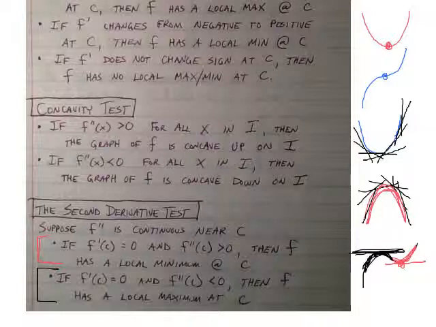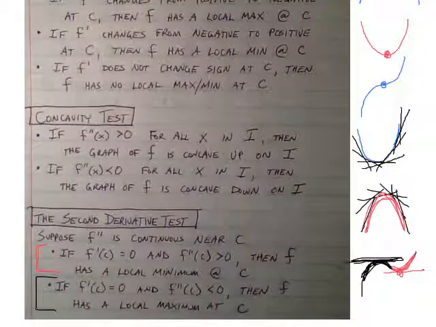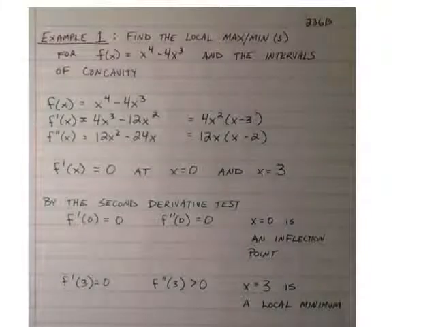So these 3 tests we should be pretty comfortable with using. I'm going to show one example of how I used them. You're welcome to demonstrate your own understanding in your own process, but let's take a look at them. Example 1. Find the local max and min, or mins, or maxes, for f of x equals x to the 4th minus 4x to the 3rd, and the intervals of concavity.